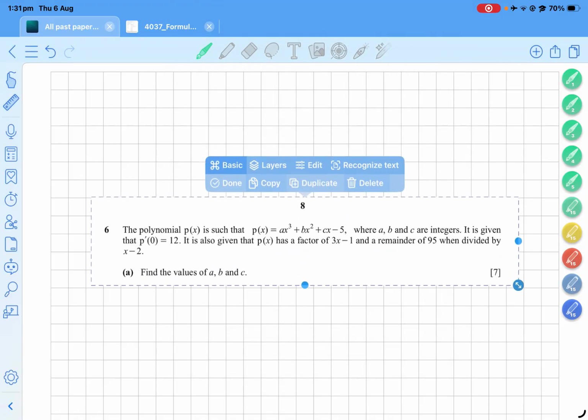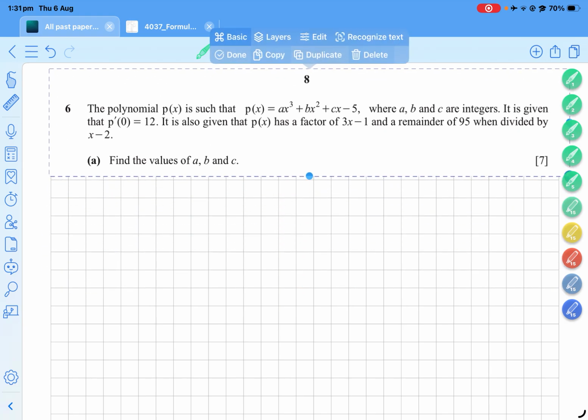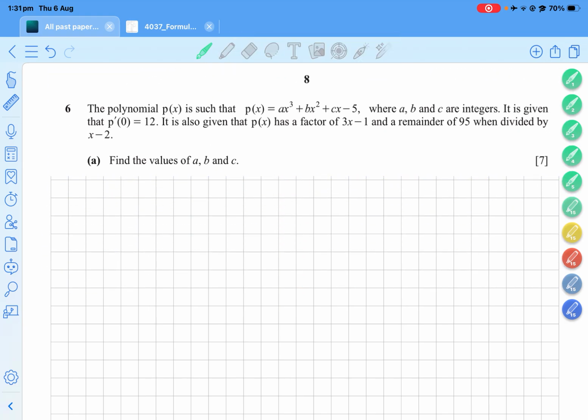Let's move on to question 6, which is a 7 marker. Oh my. So the polynomial p of x is such that ax cubed plus bx squared plus cx minus 5 is equal to p of x, p prime of 0 is 12. So we have differentiation. 3x minus 1 is a factor and 95 is the remainder. Oh my, this is going to be a tough one. So I challenge you to do this.